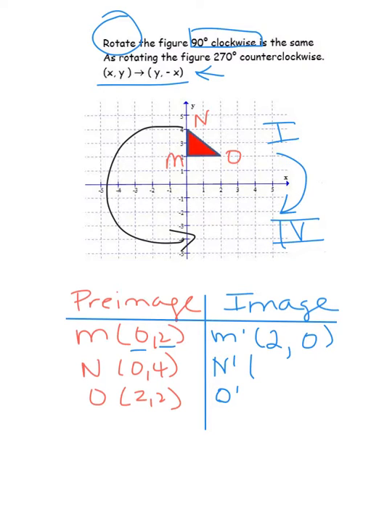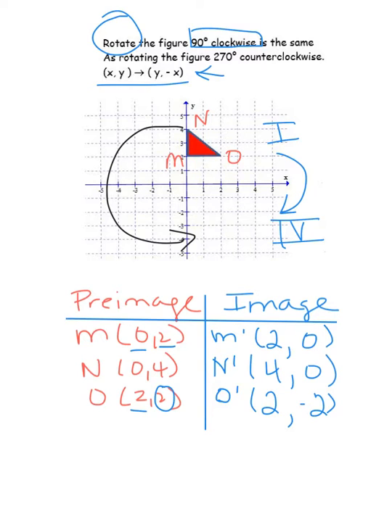I'll do the same thing with N prime. So 0 times -1 is still going to give me 0. And then my 4 is going to be my x value. Now looking at my original O coordinate, again I'm going to take 2, which is my original x value, multiply by -1, which is -2. And that becomes my new y value. My original y value is 2. That becomes my new x value.